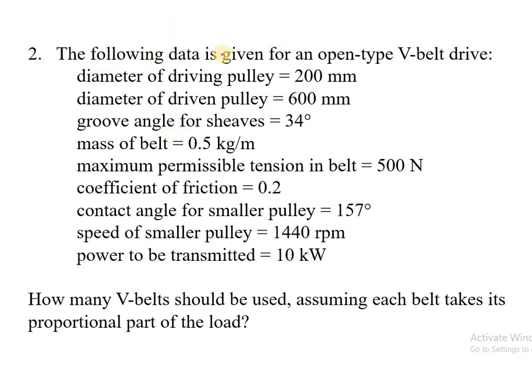Now the next numerical: the following data is given for an open type V-belt drive. Diameter of driving pulley, that is small d, is given. Diameter of driven pulley, capital D. Groove angle for sheaves; here sheaves means pulley. For a V-shaped belt the wedge angle is always 40 degree, and for a pulley it is 34 to 38 degree. In this numerical it is given as 34 degree.